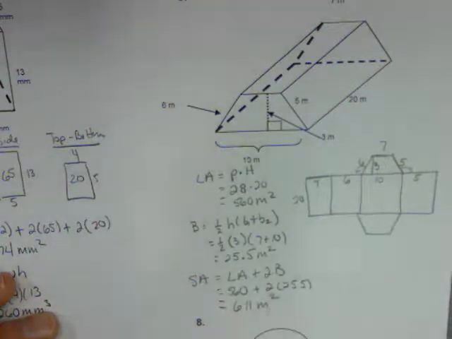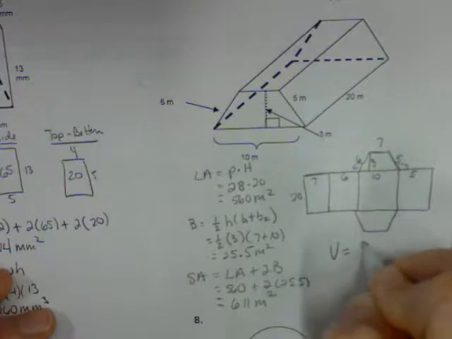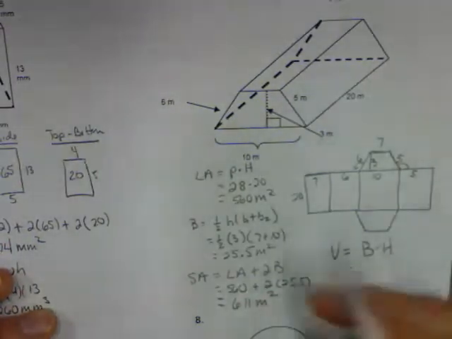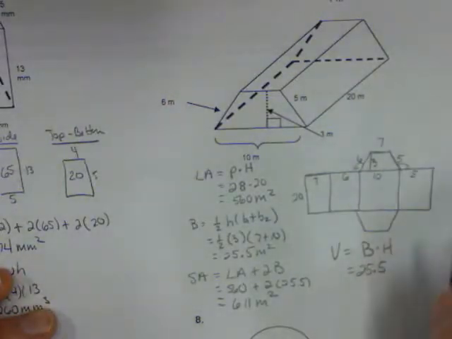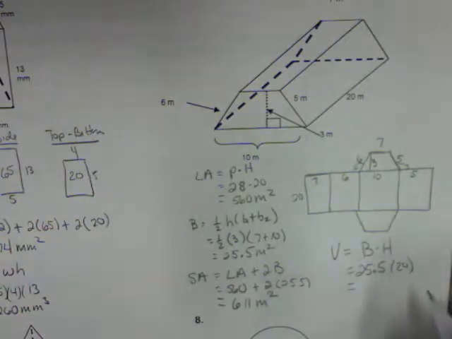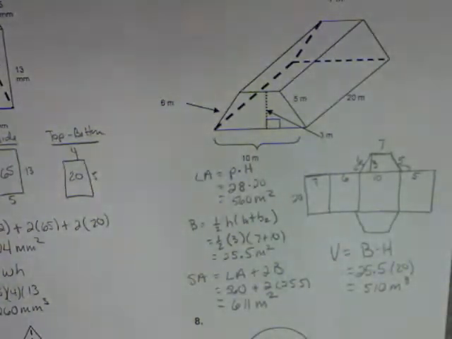meters squared. And the volume is simply the base times the height, as it is for every prism. We already know the area of the base is 25.5, and we already know the height is 20, so we just have to multiply those two values together, and that is 510 meters cubed. We can go on to number 7.